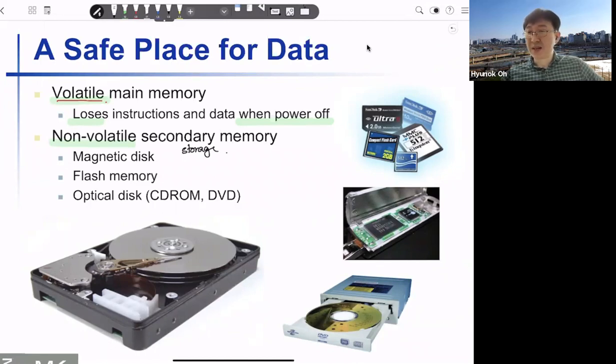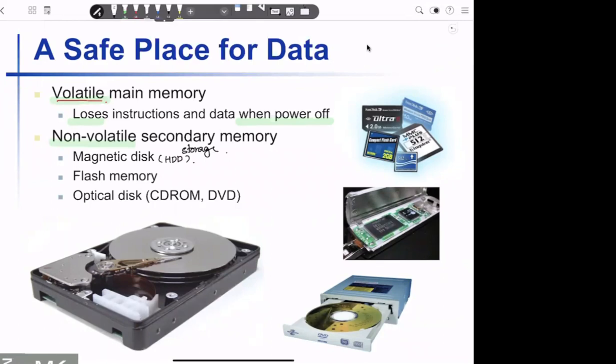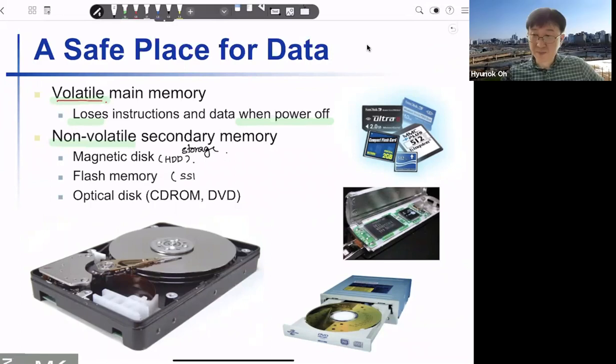Okay, magnetic disk, which is the hard disk. Flash memory, based on flash NAND, SSD. Optical disk. These days, the CD-ROM is not popular, right? Do you have a CD-ROM player, CD player, or DVD player? Maybe it's hard to find, or Blu-ray. Okay, so it's almost gone. So here, this is a DVD player.